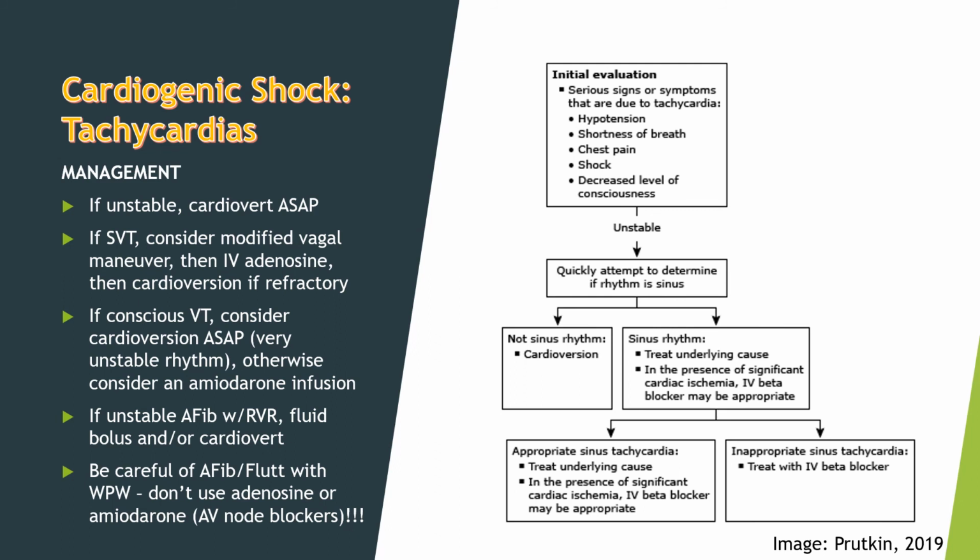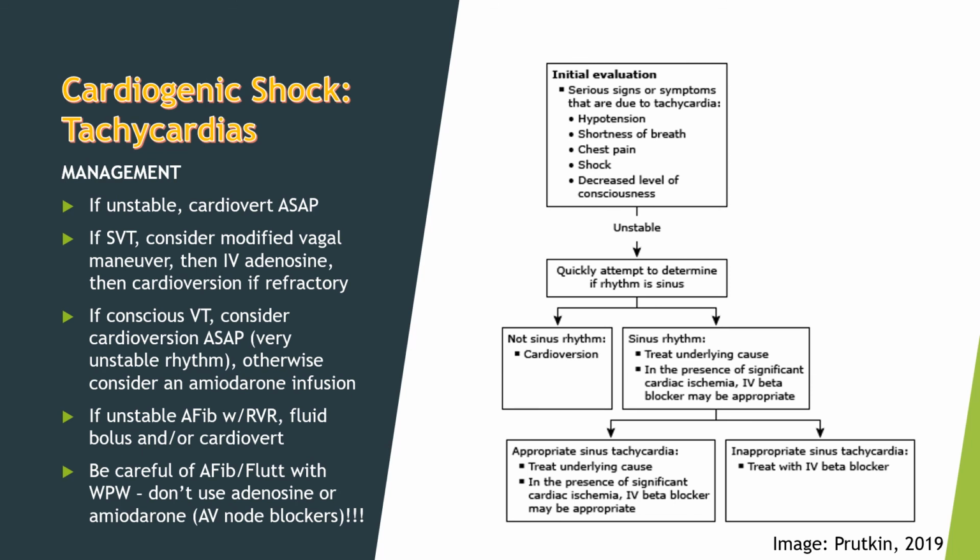So if we consider SVT, maybe consider a modified vagal maneuver, then IV adenosine, and then cardioversion if it's refractory. Vagal maneuvers are good because they're not invasive. However, if they don't work, we need to move along that treatment pathway, and we need to prepare for that. Adenosine is a Vaughan-Williams class 5 drug. It hits the adenosine 1 receptor and agonizes it. It causes a potassium influx and hyperpolarizes the cell. It's very active at the AV node where it temporarily blocks conduction but has a very short half-life as it's metabolized in the blood.